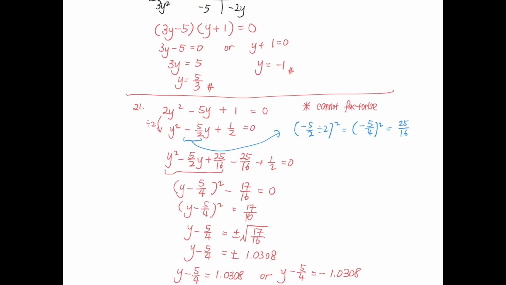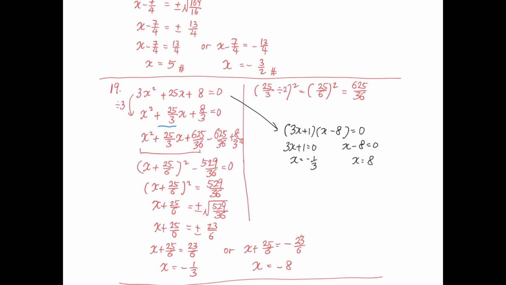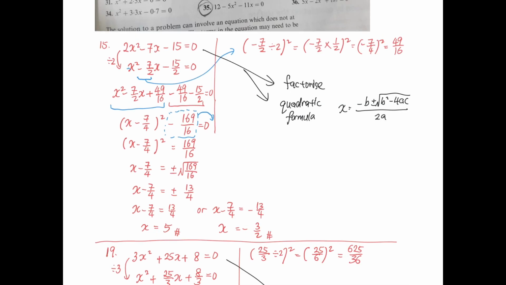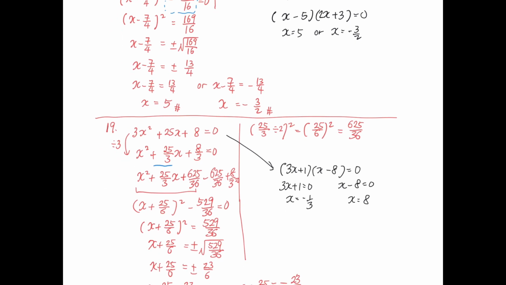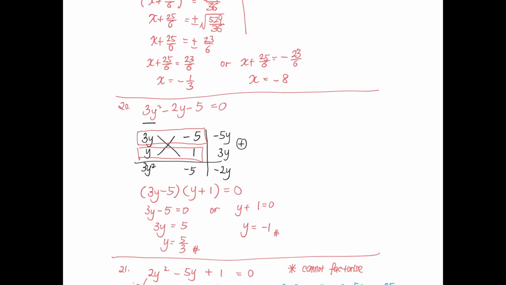Compared to the previous question, question 20 you can factorize, and question 19 you can factorize also, I have shown you. Even question 15, we can factorize also. Something like this, you can factorize it to x minus 5, 2x plus 3 equal to 0. Then you will get x equal to 5, x equal to minus 3 over 2. So the fastest way is factorization for 15, 19, and question 20.